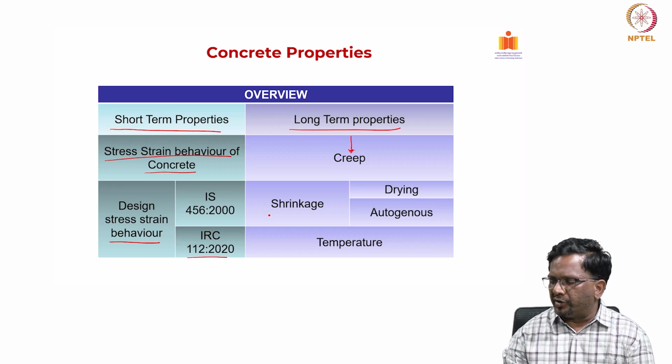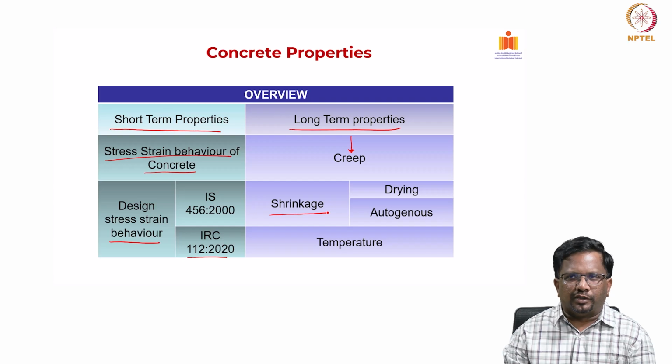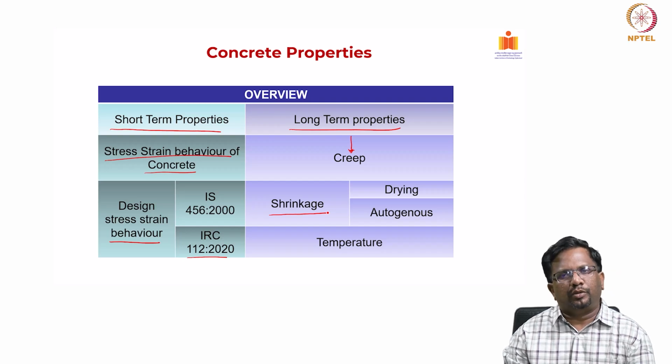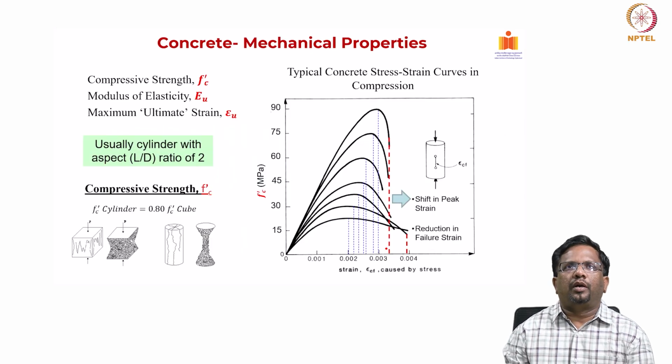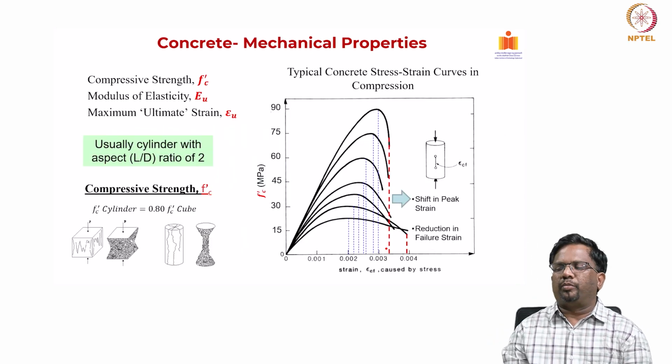Then we will also spend some time on shrinkage. And for shrinkage, we have in fact three types. One is drying shrinkage, another is autogenous shrinkage due to the chemical reaction, and then we also have carbonation shrinkage that typically is lesser. So, it is not explicitly considered in design unless your structural elements are located in a CO2 rich environment, then we need to account for that as well. Then we will also see the effect of temperature on the mechanical properties of concrete. Right. So, let us move on to the short term properties.